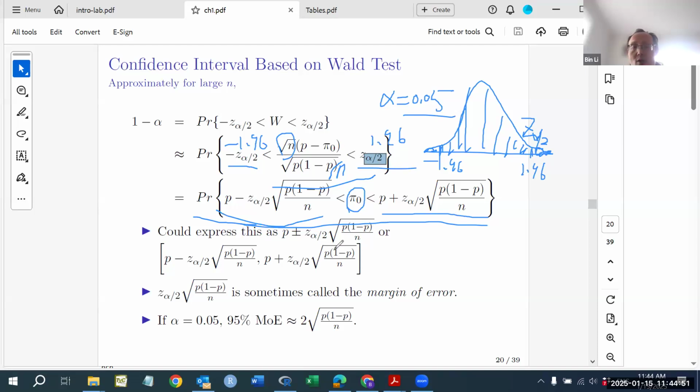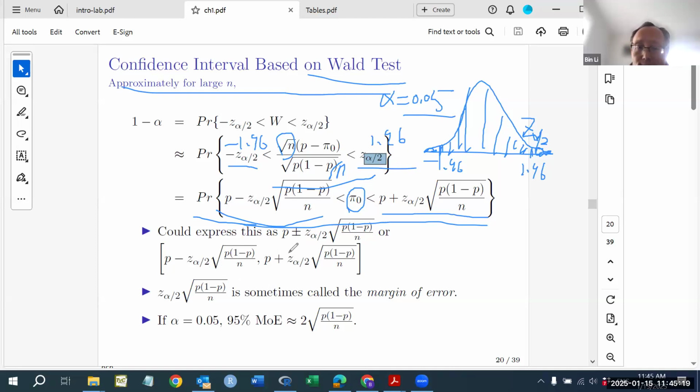Is that clear? So that gives the confidence interval based on the Wald test. You can also do it on the score test and the likelihood ratio test. But I tell you, the likelihood ratio test is not that easy to do. The reason I do it on the Wald test is because this is the simplest one to do by hand. Some of these are not easy to do by hand.